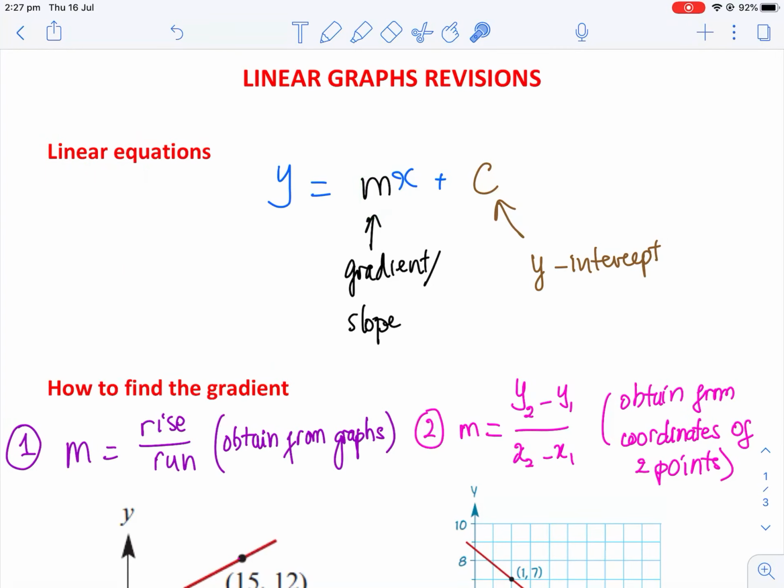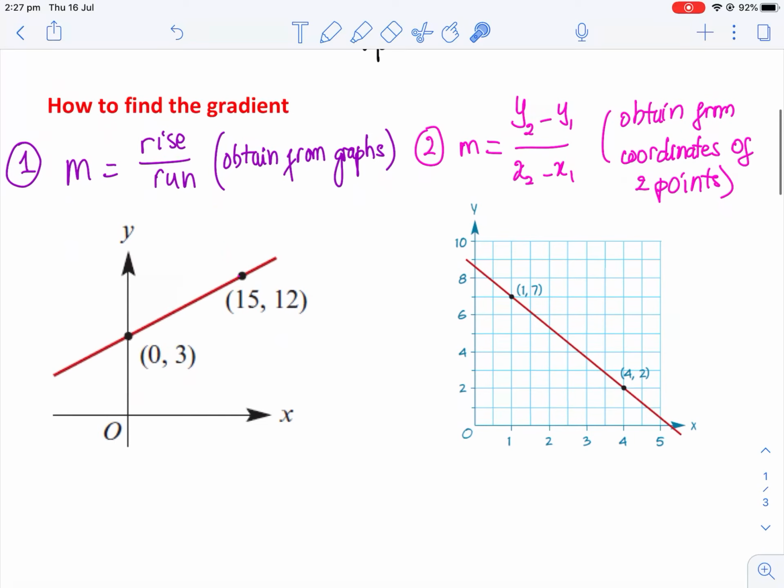And how about the gradient? To find the gradient, so far we have learned two methods. The first one is rise over run, and the second one is this one. The first one you can obtain from graphs, and when you have the coordinates of two points, then you can use those coordinates to find the gradient by using this formula: m equals y2 take away y1 over x2 take away x1.